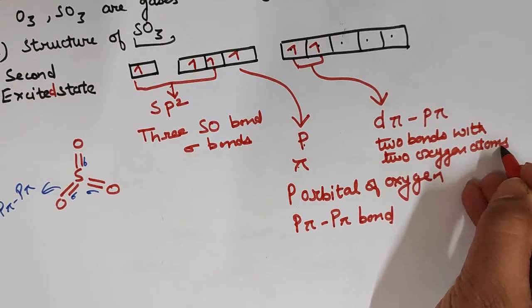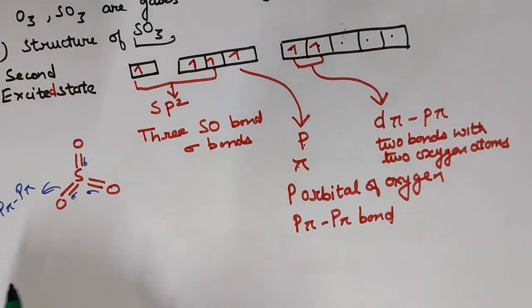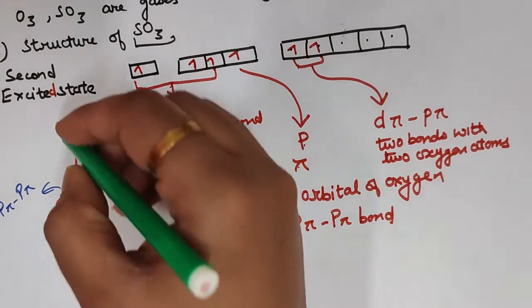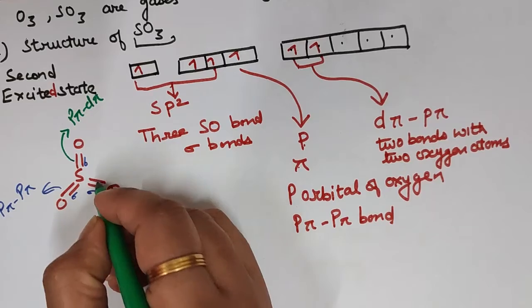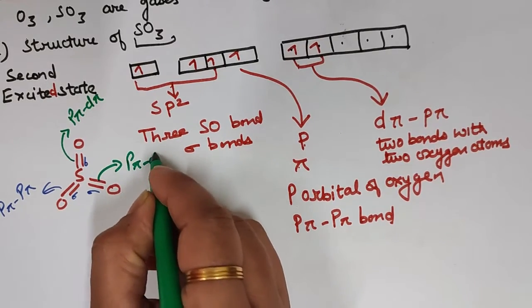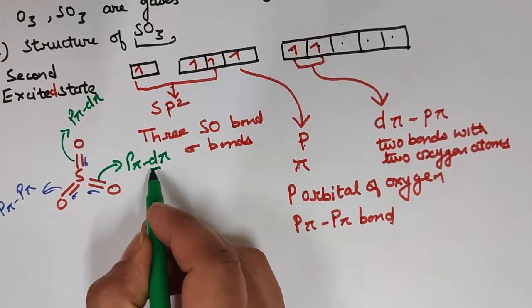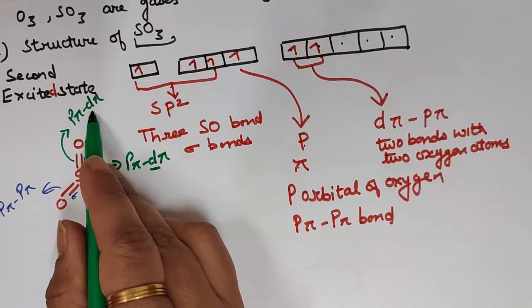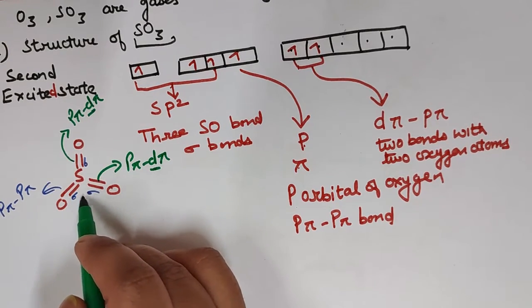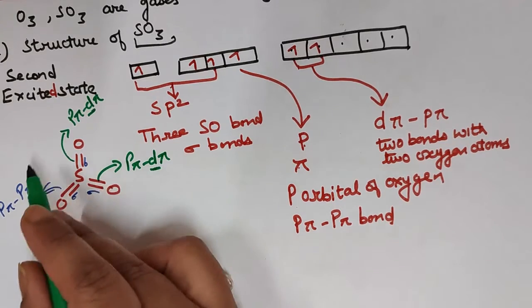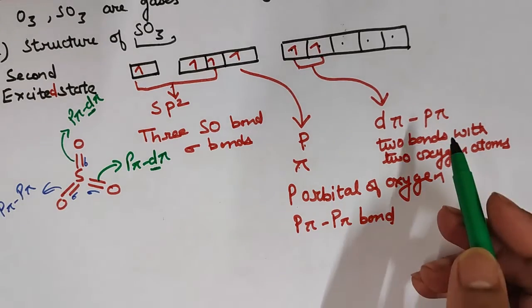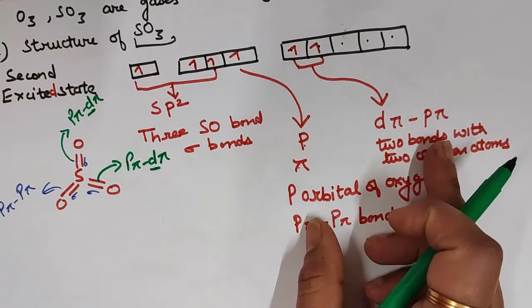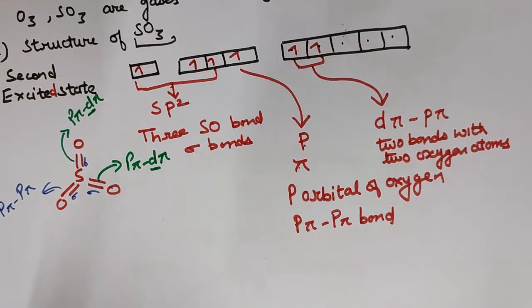So now just have a look here. This one was p pi bond, so this can be p pi d pi, and this can be p pi d pi, where d orbital is of sulfur, and p orbitals are of oxygen. So two types of pi bonding are there. One is p pi and another is p pi d pi bond in case of sulfur trioxide.